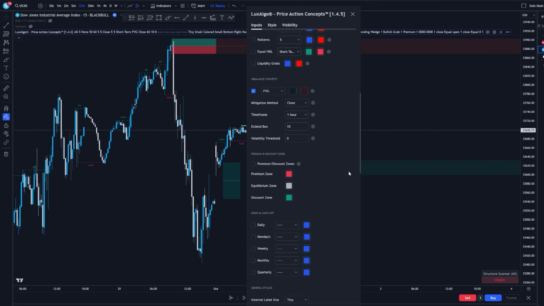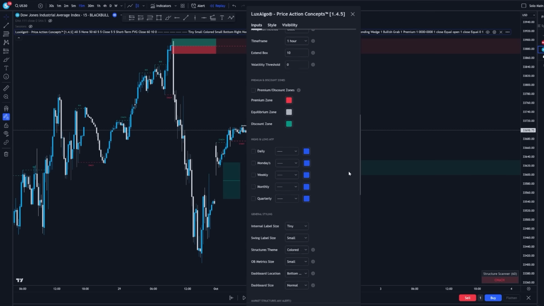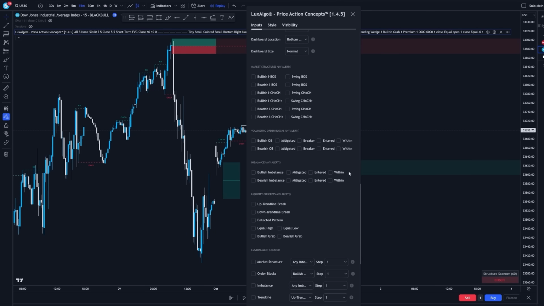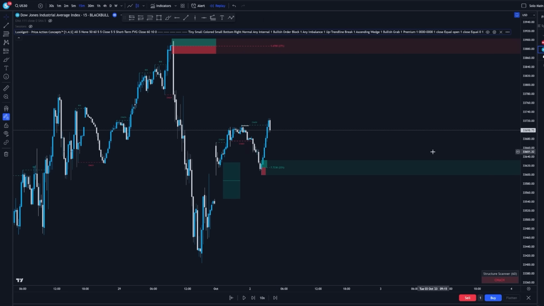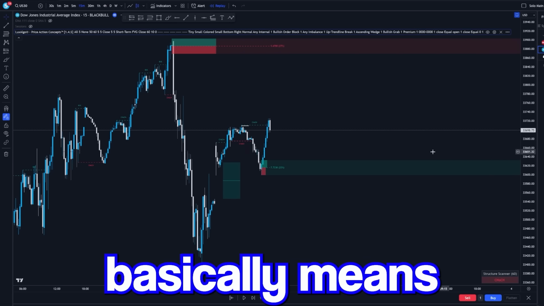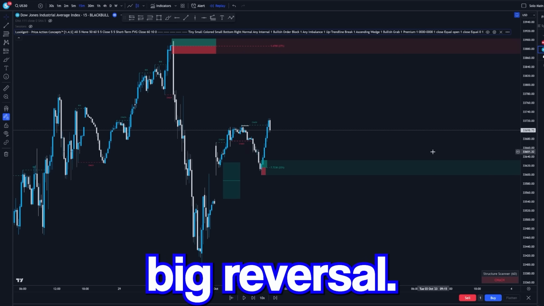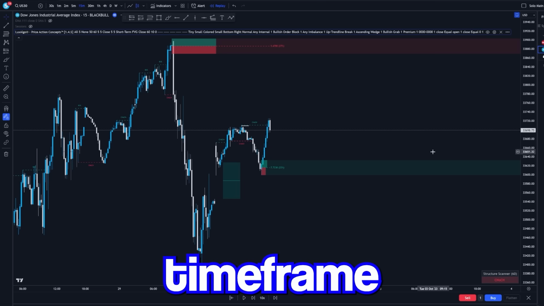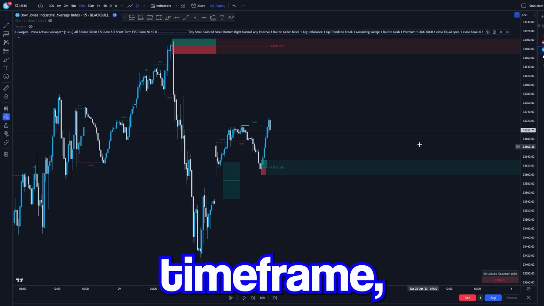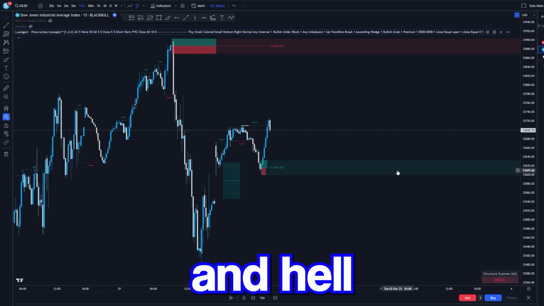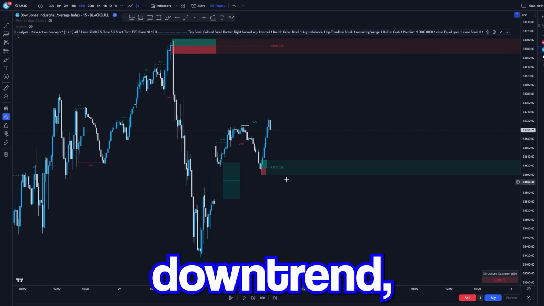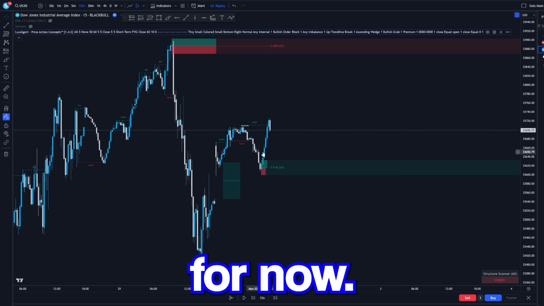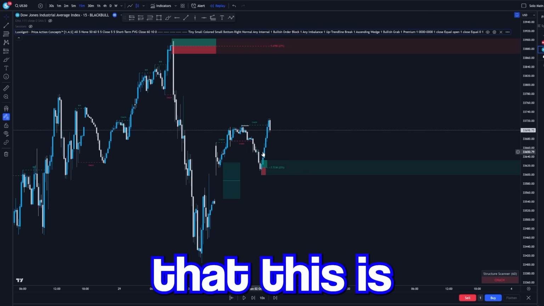Another thing I want to mention with Lux Algo is down here they have this structure scanner, which basically tells me that on a 1 hour time frame it was a bearish change of character, and a change of character basically means a possible big reversal. So I know on this higher time frame, which I don't need to worry about going on, I can stay on a 1 minute time frame, even a 5 minute time frame, and hell, even a 30-second time frame, and I know for sure that this is an overall downtrend. Even though it looks like it's going up for now, I still understand that this is a downtrend.